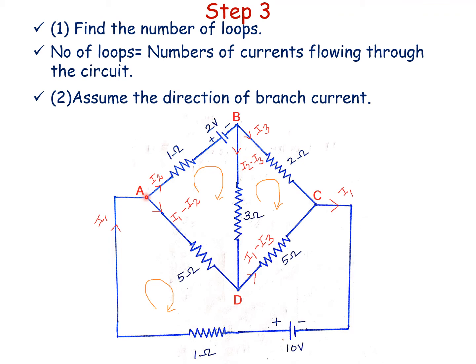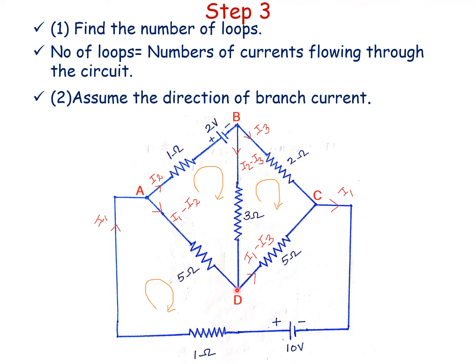This current can be divided into two parts. One of the currents I have assumed as I2, and the remaining current flowing is I1 minus I2. Then this current I2 is divided into two parts. One is I3 and the next current is I2 minus I3. We see this current is I1 minus I2 and the current from B is I2 minus I3. Both are meeting at this point D.